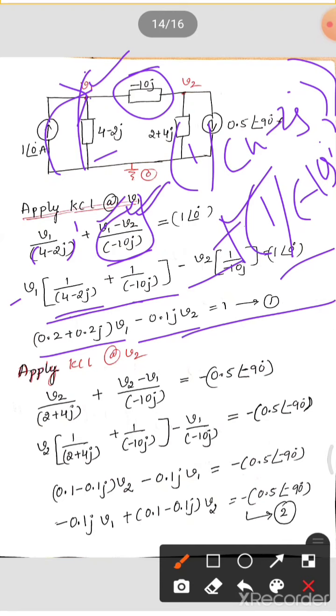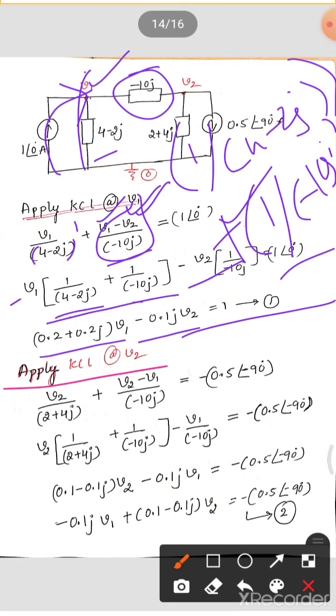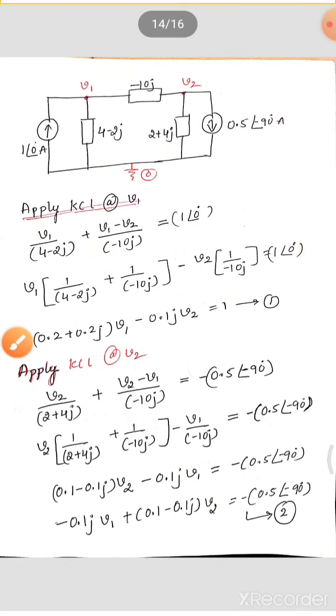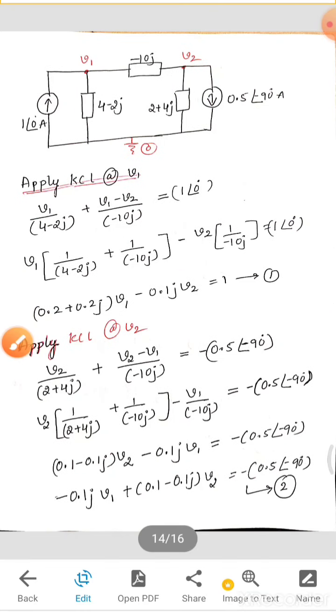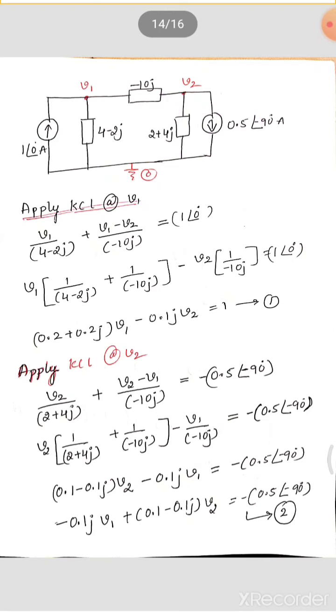I hope you know how to write the equation. By now you would have got it. Let's write it together. The second equation is to apply KCL at v2. At v2 there are 3 branches again: 1, 2 and 3. So 3 terms should be there. The 2 impedance branches go on the left hand side, and the 1 current source goes on the right hand side.